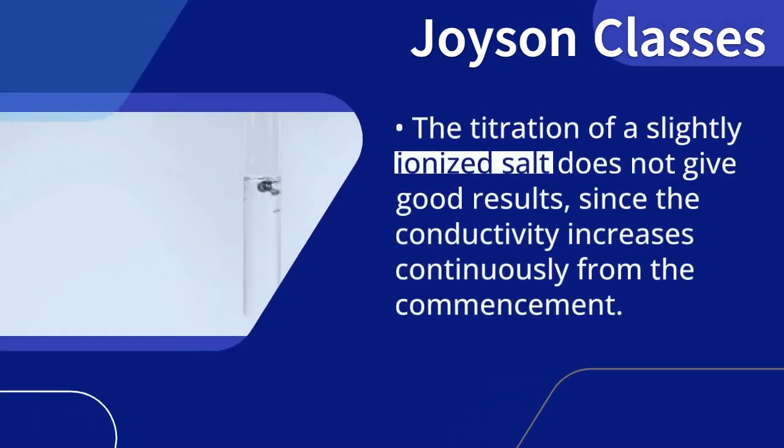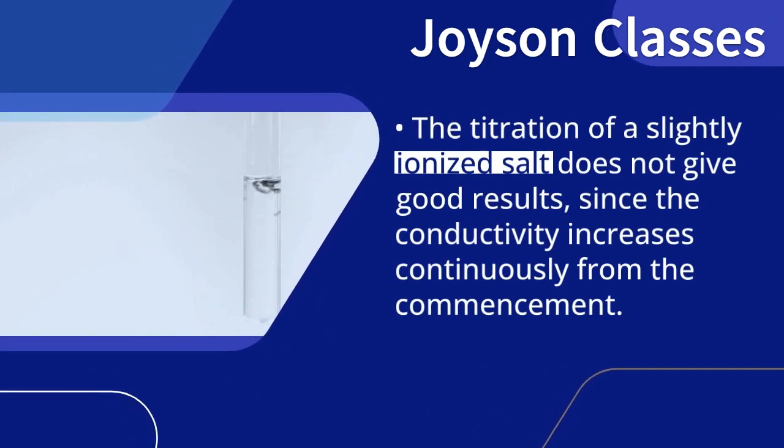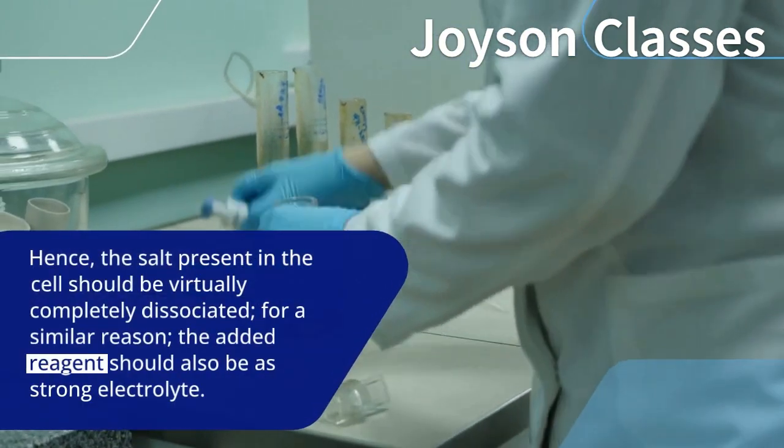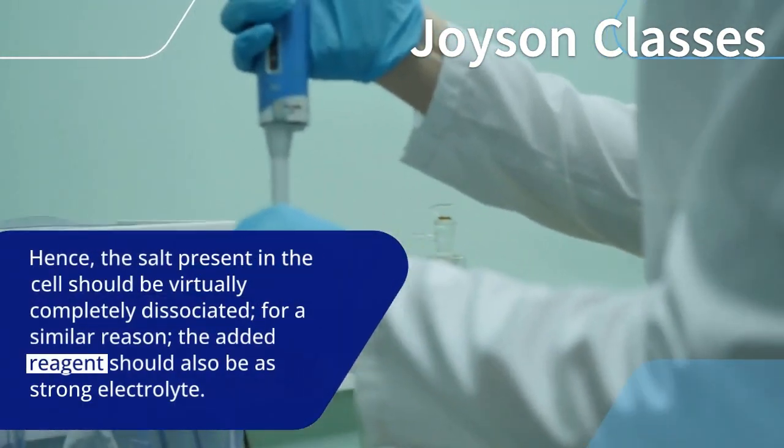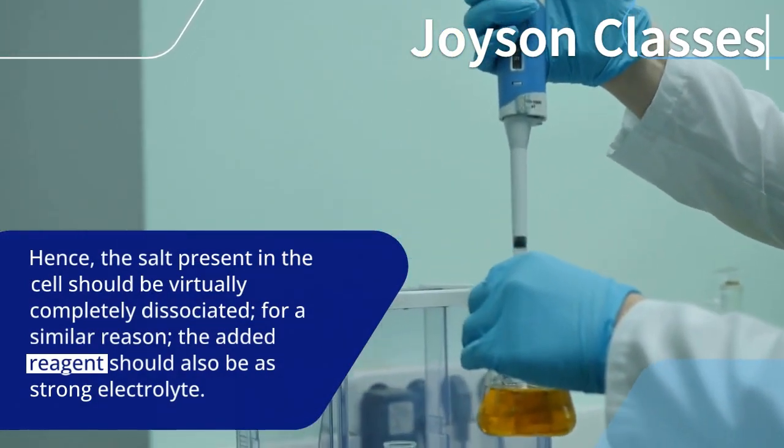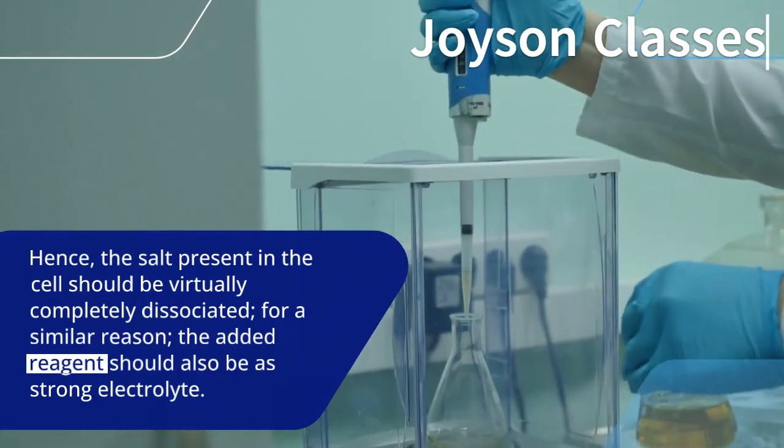The titration of a slightly ionized salt does not give good results, since the conductivity increases continuously from the commencement. Hence, the salt present in the cell should be virtually completely dissociated. For a similar reason, the added reagent should also be a strong electrolyte.